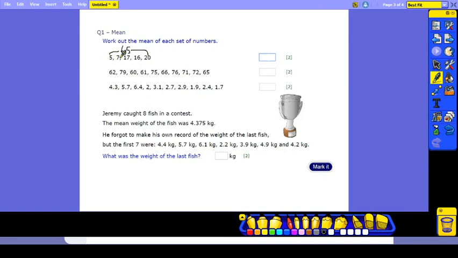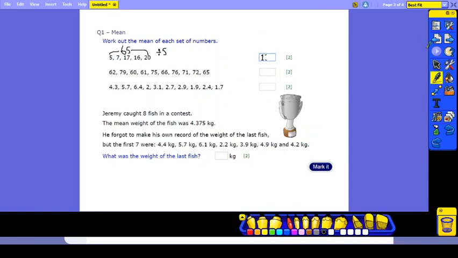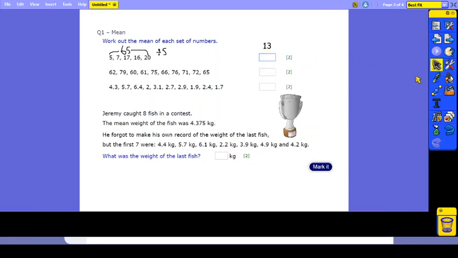There are 5 sets, 1, 2, 3, 4, 5, so I'm going to then divide that by 5. 65 divided by 5 is 13. Okay then, let's look at this next one.